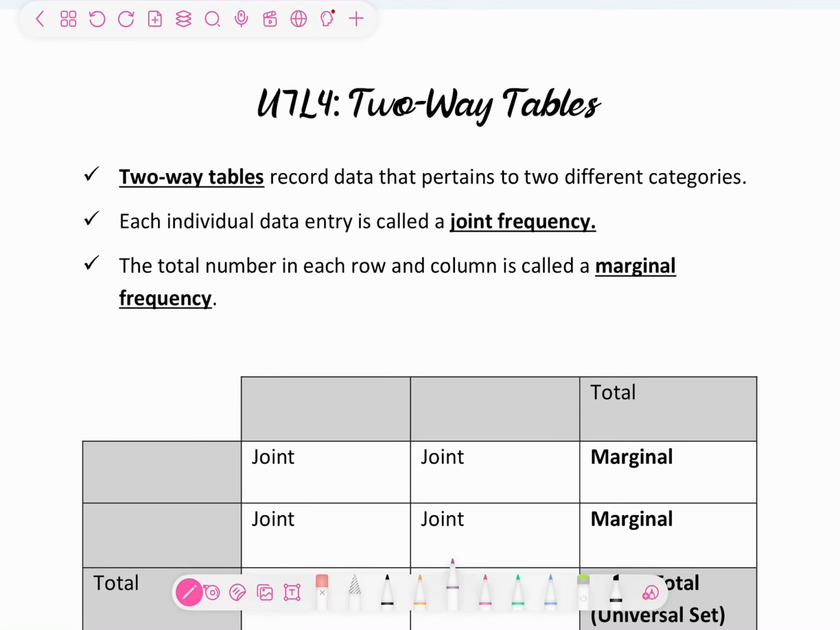In this lesson, we're going to talk about two-way frequency tables and how they can be used to answer questions about probability. Two-way frequency tables record data that pertains to two different categories. A lot of times, each of those two categories will have two sections pertaining to them. Sometimes it can have more than two, though.